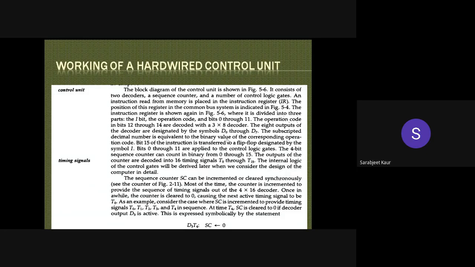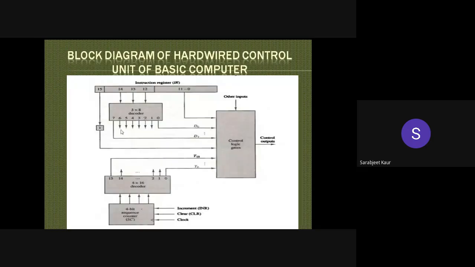Okay, let us first just see this part. So what is this? This is basically the control logic gates. These are the control logic gates inside the control unit. So what do they do? They facilitate the performing of operations which are indicated in the opcode of the instruction.